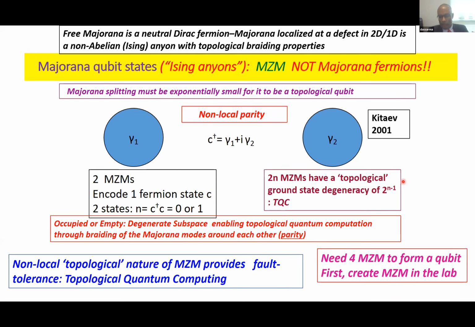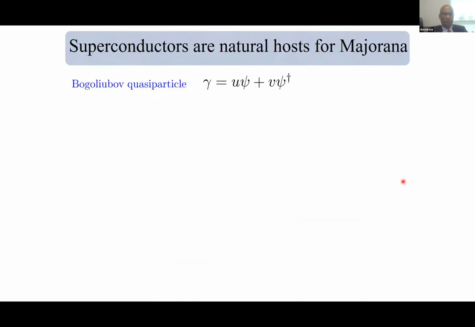Okay. Now you need 4 of them to form a qubit, and I'm not talking about qubits at all in this talk. So you need one Majorana first before you can have 4 Majoranas. A superconductor is a natural host for Majorana. This was realized early; Nick Read pointed this out already in 1999, or even before, in the paper with Moore. So what happens is that in a superconductor, as you know, Cooper pairs are not the excitations. Cooper pairs are the ground state. So what are the excitations? The excitation is a Bogoliubov quasi-particle.